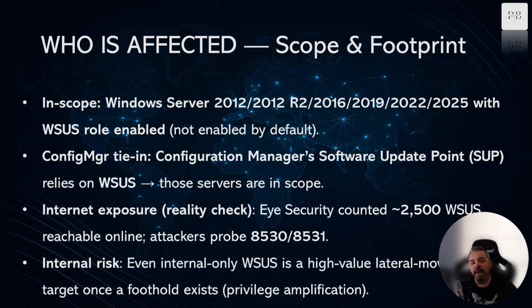The ConfigMgr folks, this includes you as well. The software update point runs on WSUS under the hood, so SCCM environments are effectively in scope too. Now the uncomfortable part. A lot of WSUS servers are reachable from the internet. So if ports 8530 or 8531 answer from outside, attackers can hit the SOAP endpoints directly. If yours is internet facing, treat it as high risk right now.